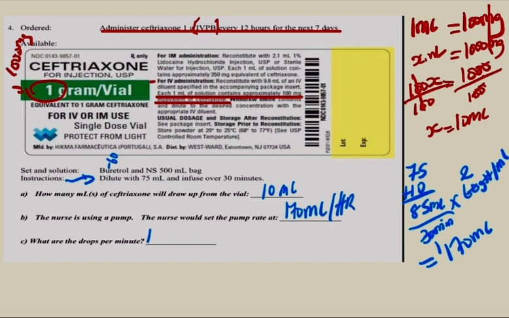So we're now left with 170 milliliters per hour. You must be saying, how did she get the drops? Go back to your rounding rule. Yep, and that's that for that.